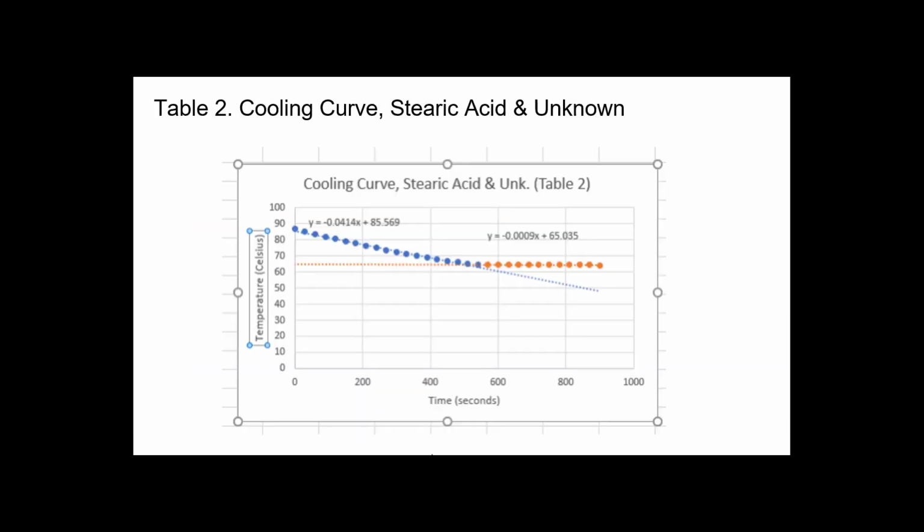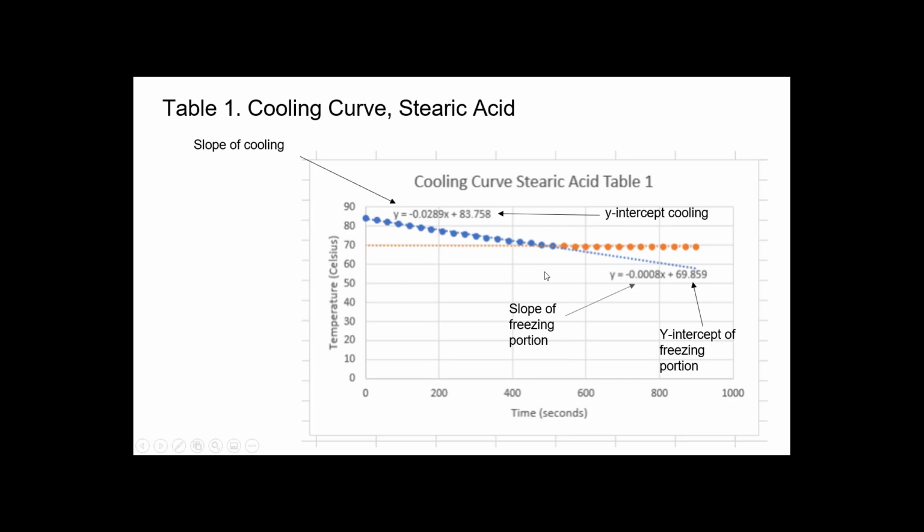So this is mine. I'll give you an idea of what it looks like. This is my second table, so this is with my unknown. So I have a freezing point, my orange here. This is a trend line. This is the trend line here. So it just keeps going where it's at. And this is my equation for my cooling. My orange is my freezing.